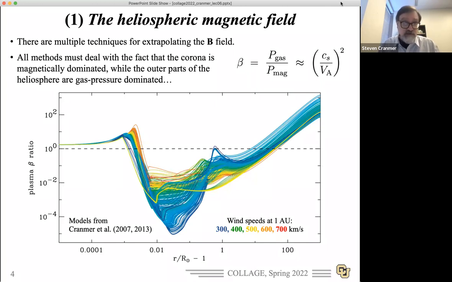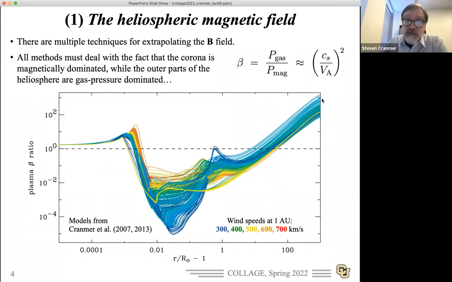So I've got a plot here taken from several hundred solar wind models that were produced for different parts of the solar cycle, just to look at the overall features of how the plasma beta ratio changes. Again, this x-axis is height above the solar photosphere in units of the solar radius. So the left-hand part is the upper photosphere and the chromosphere. This part in the middle is the corona, where the plasma beta gets very low, right? It becomes a magnetically dominated plasma.